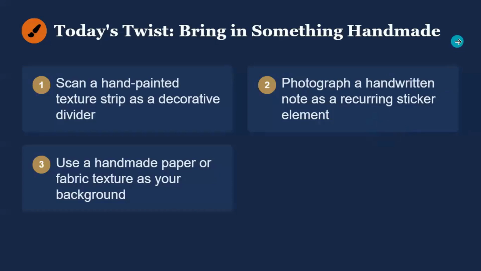And today's twist for the handmade item is you're going to scan a hand-painted texture strip as a decorative divider. Or you can photograph a handwritten note as a recurring sticker element, or you can use a handmade paper or fabric texture as your background. So if you're a paper creator, or if you make ephemera and you like the junk journal look, you can layer up and make it very textured looking, and that becomes your background.